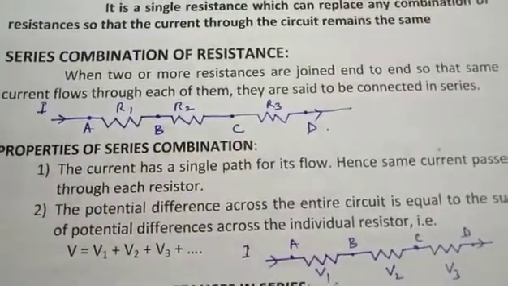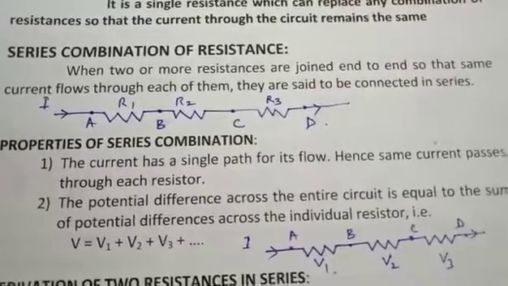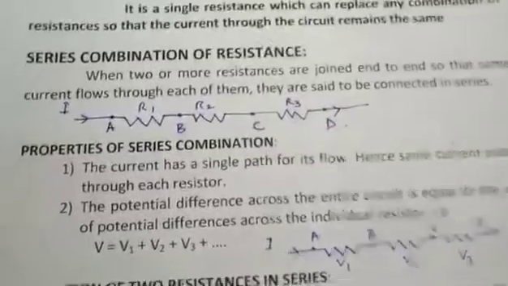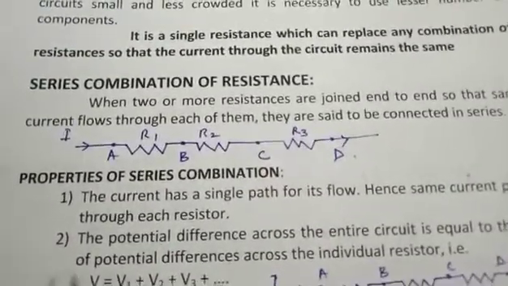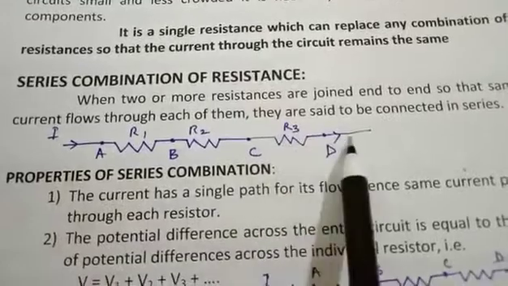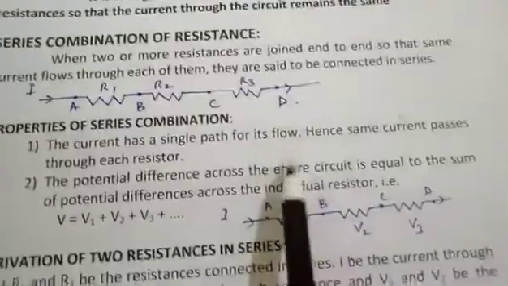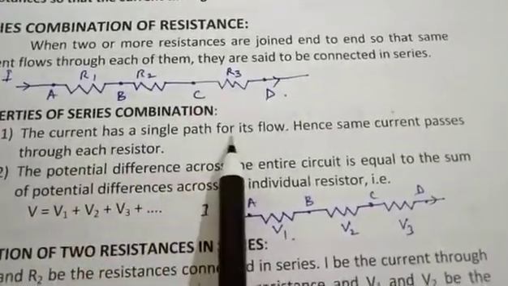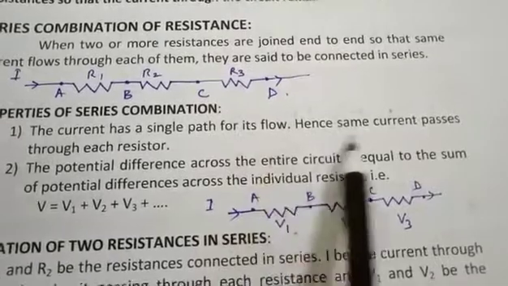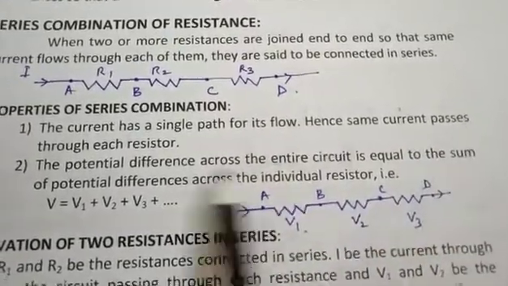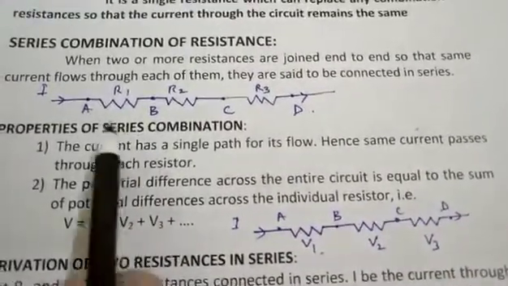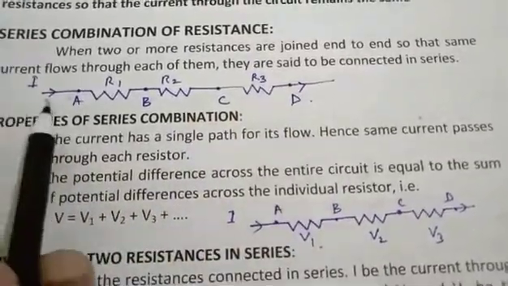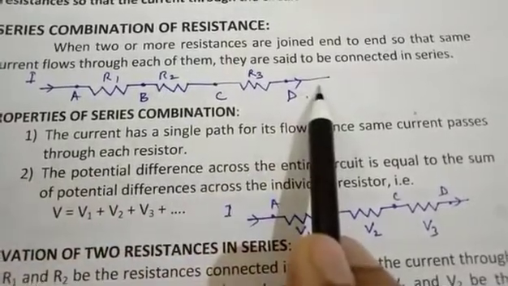So if you have a connection in this format where the components are connected end to end, then this combination will be known as series combination. In this, the same current is flowing through all the resistors. So let me take up the properties of series combination. The current has a single path for its flow, hence same current passes through each resistor. That means all are connected one after another, so the same current I will flow through each of them.